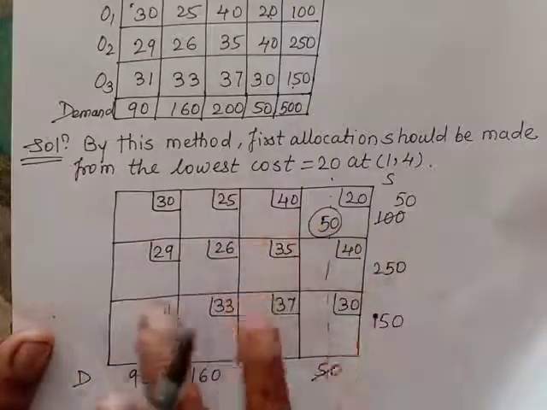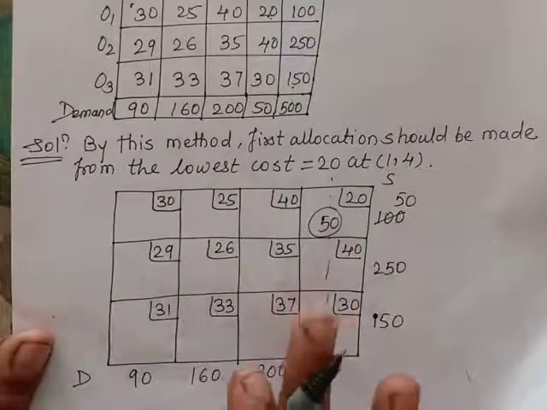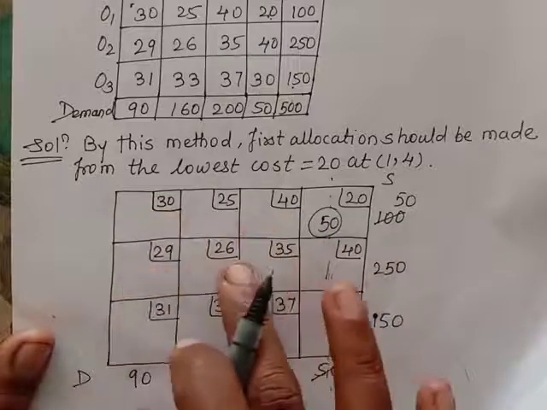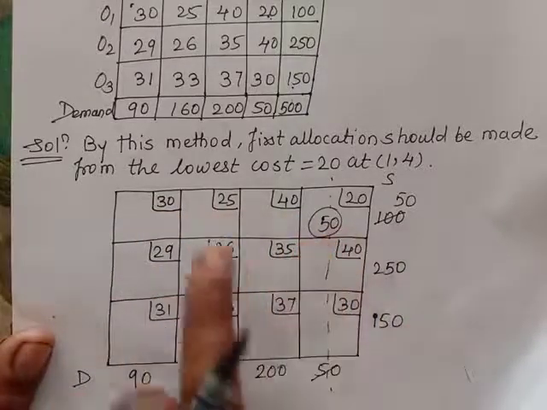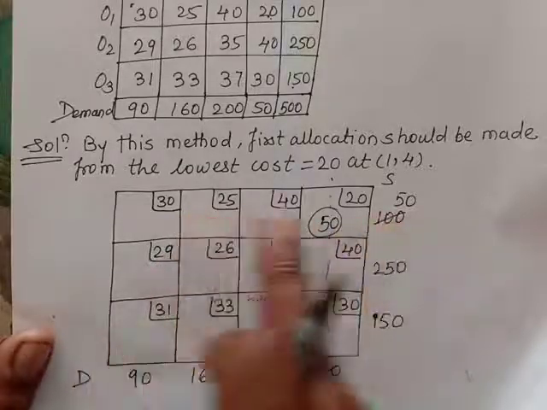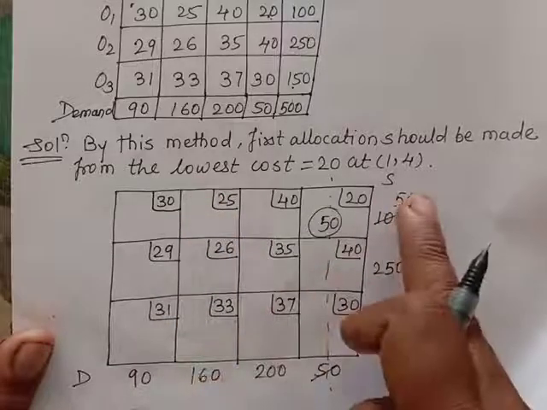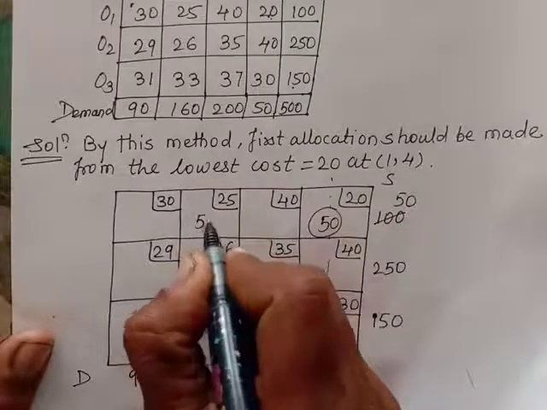Now simply we have to look at these 9 cells. Out of these 9 cells, which is the minimum cost? The minimum cost is, look here, 25. Look at 40, 25, 30, 29, 26, 35. Out of these, 25 is the minimum. So we will do the allocation here, and that will be at this position, first row and second column. So the minimum of these two, 50 and 160. So what is the minimum? 50 is the minimum.